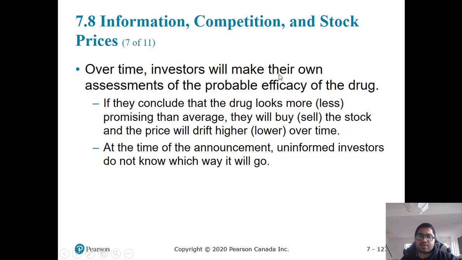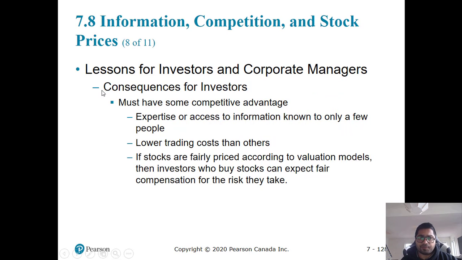Over time, investors will make their own assessment of the efficacy of the drug. If they conclude that the drug looks more promising than average, they will buy the stock and the price will go up. If they think that the drug is not as effective, the price will go down. At the time of announcement, uninformed investors do not know which way it will go.